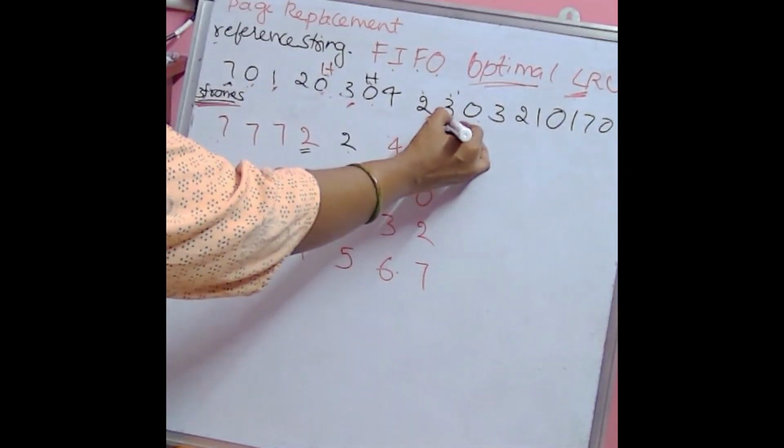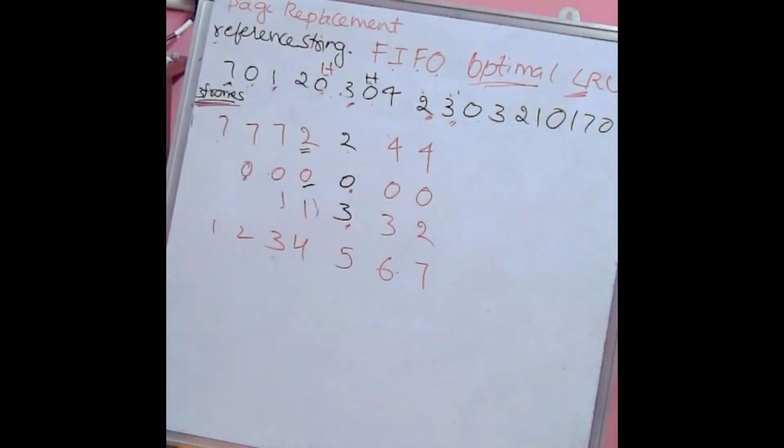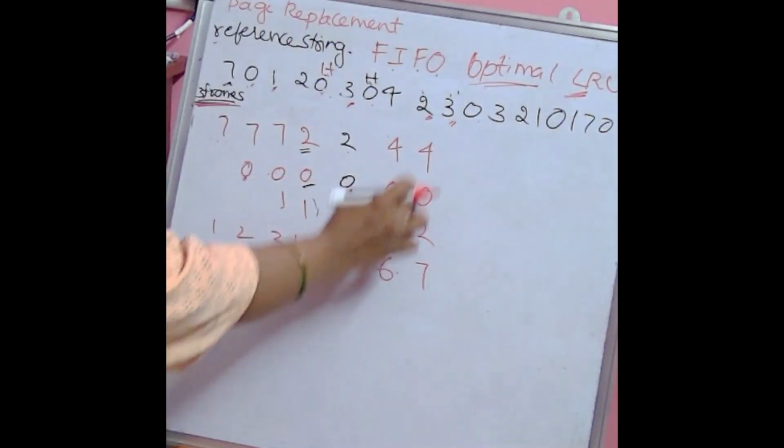Next required page 3. Again 3 is not available, because now only we replaced it. It depends upon the past history. But now it requires 3. Again we need to replace. Which one we need to replace? The one which is not referred recently. Recently referred is 2.